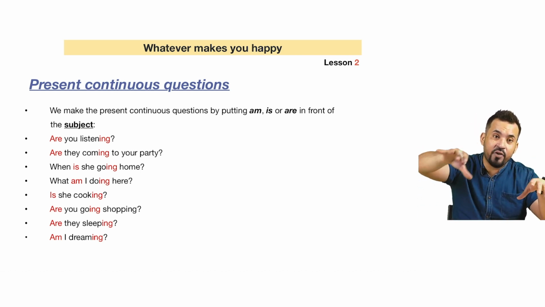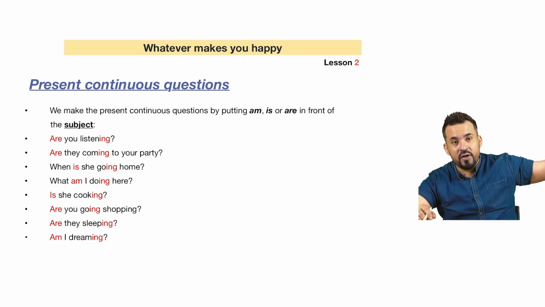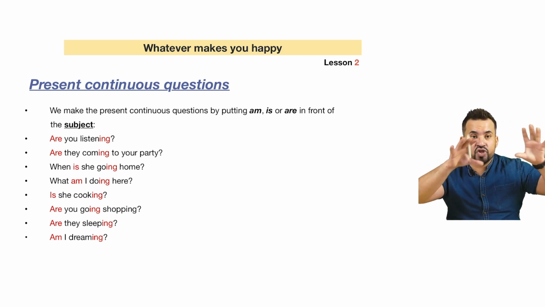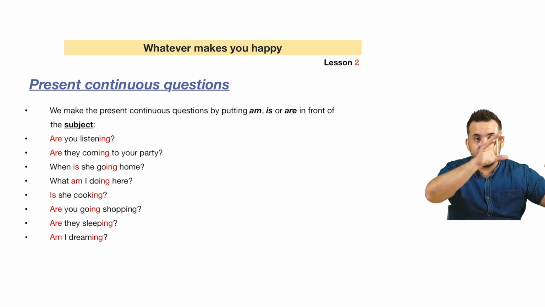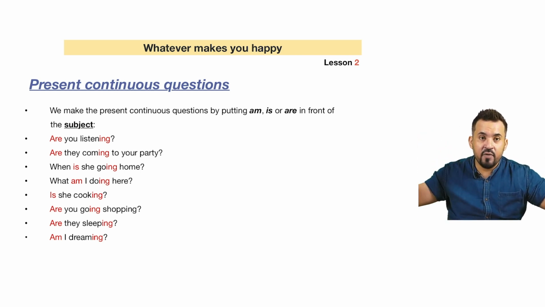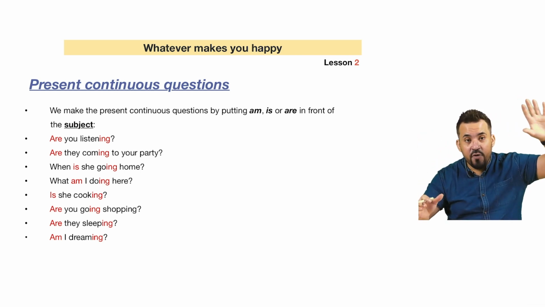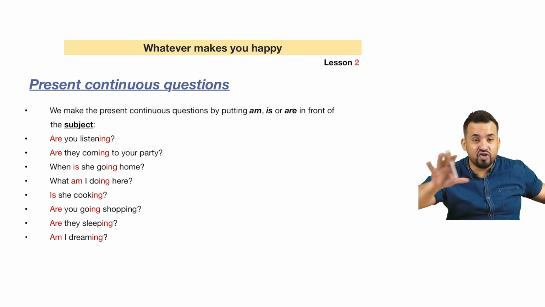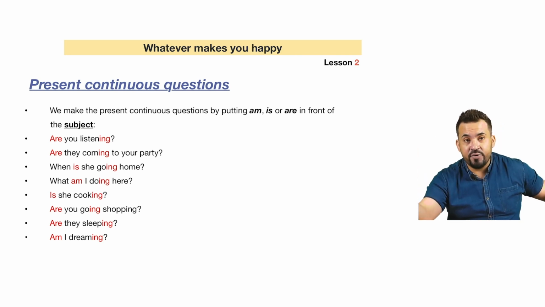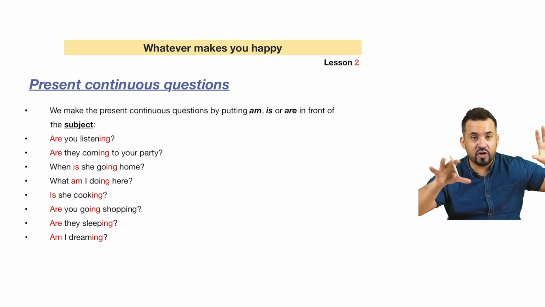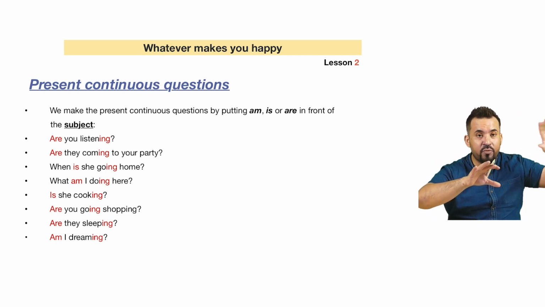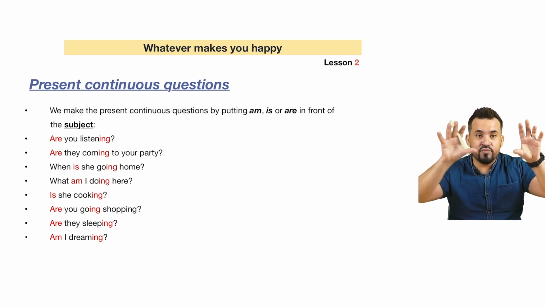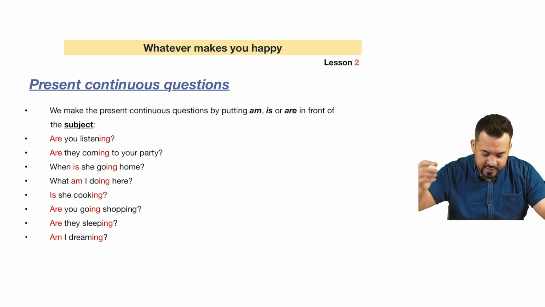So if we add a question word, it will come before the auxiliary. So the structure will be question word, auxiliary, subject, verb. Okay? If we don't want to add a question word and just make it an auxiliary question, then same structure, we'll just remove the question word and keep the auxiliary, the subject, and the verb. Okay, let's take a look.